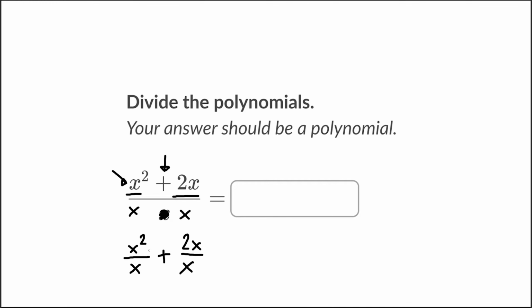Sweet. Well, how can we simplify this even more? I mean, this looks, in fact, even more complicated than what we had up here. Well, what we can do is we know what x times x is. That's x squared. So maybe I'll write it in a way that's perhaps even easier to understand. So we have x times x over x plus 2x over x.